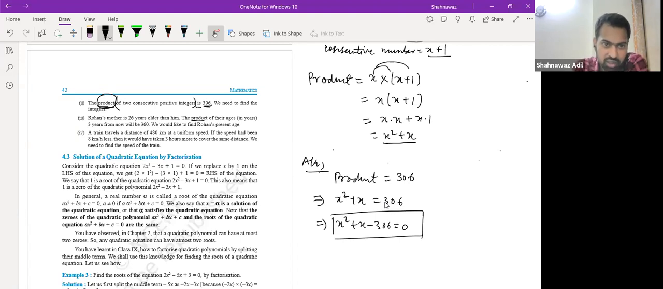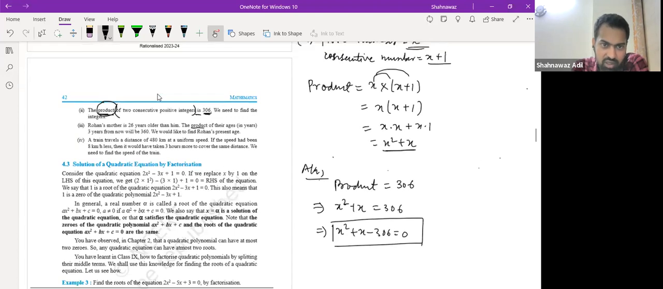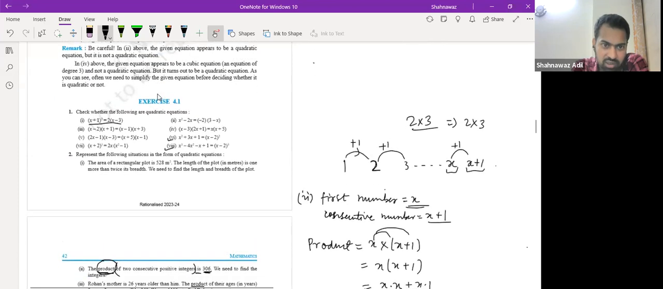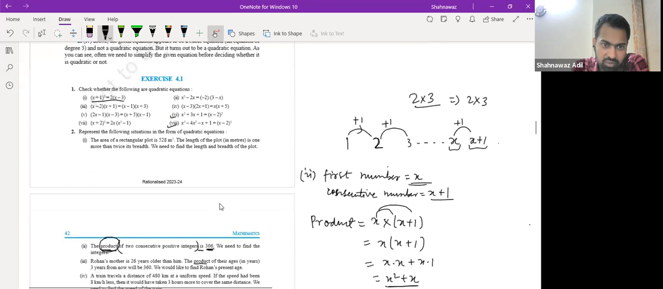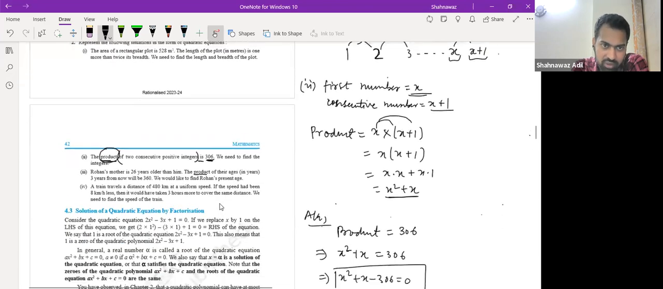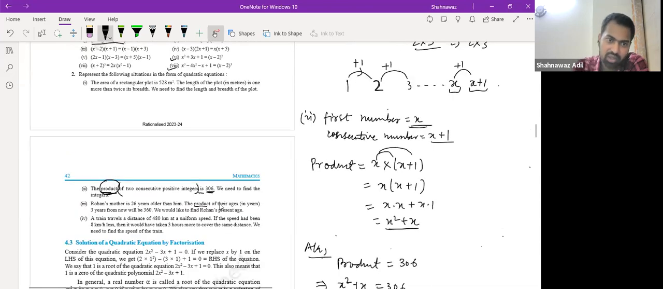Okay, so this is Rohan's. We would like to find Rohan's percentage. Yeah, in this question, the instruction is to represent the situation in the form of an equation. First, this is only representation, not the solution.